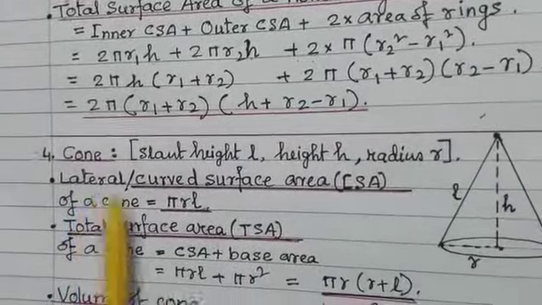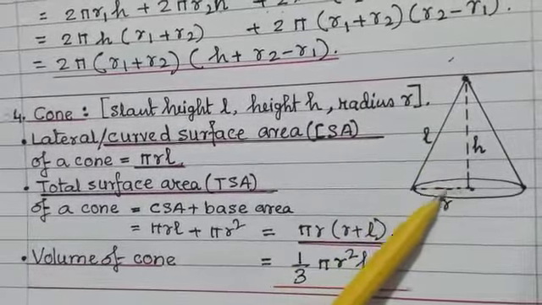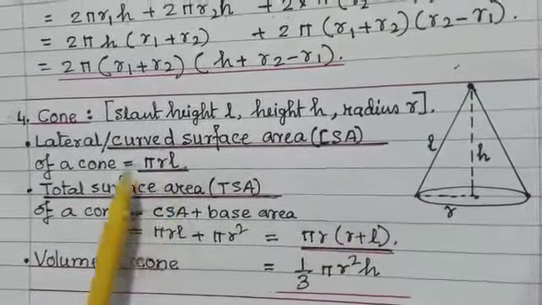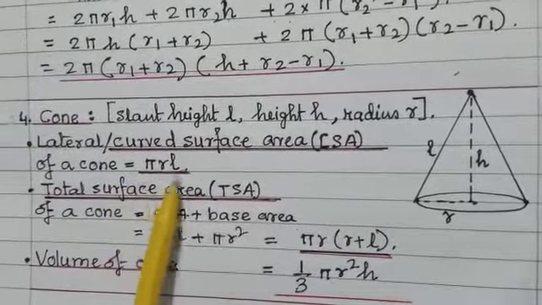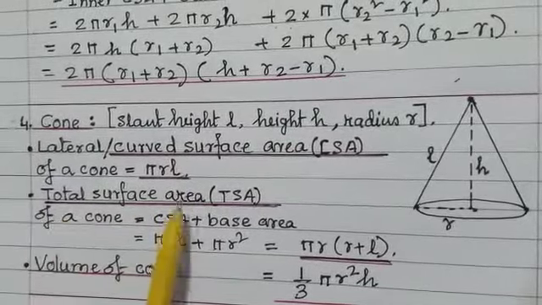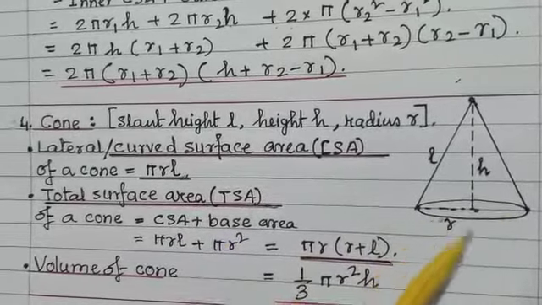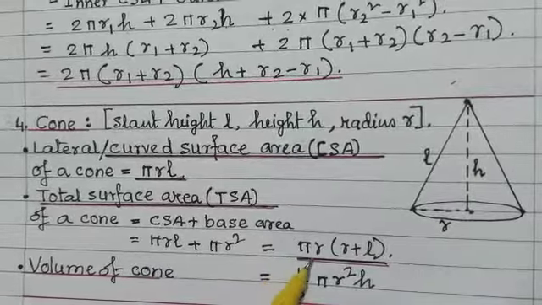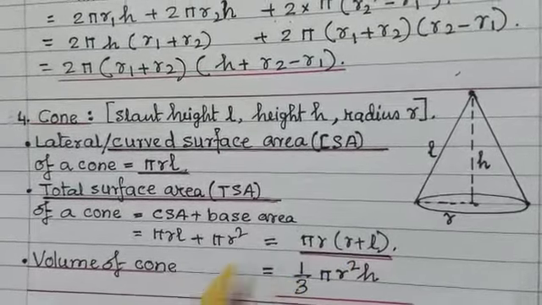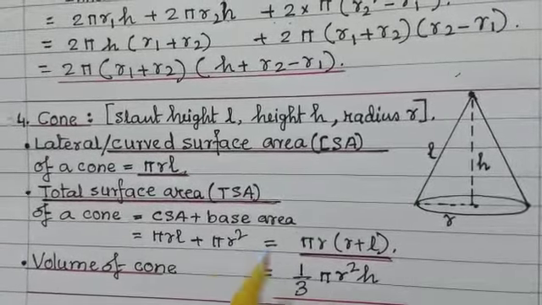Now for the cone, the slant height is l, height is h, and base radius is r. So the curved surface area of this cone is pi r l. Okay, and the total surface area is curved surface area plus base area. This base is a circular part, so pi r l plus pi r square, that is pi r common, r plus l. Okay, and volume of the cone is 1/3 pi r square h. Got it?